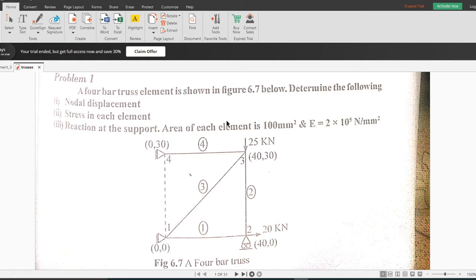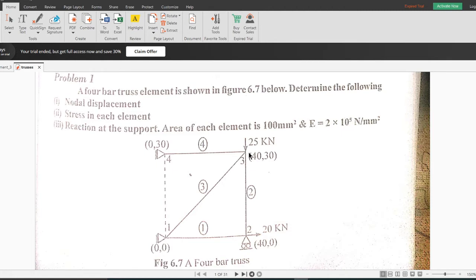How many elements does it become here? 3. How many bars are there? 4, sir. 4 bars. How many nodes does it become here? 8, sir? No, see the connectivity. Node 1, 2, 3, 4. Therefore, 4 nodes. 4 nodes means how many degrees of freedom?